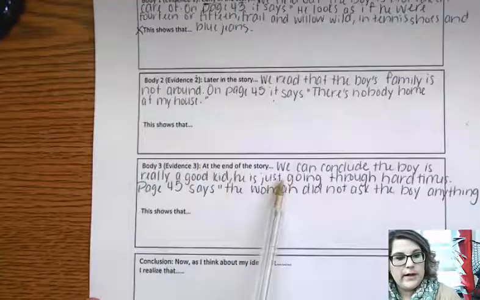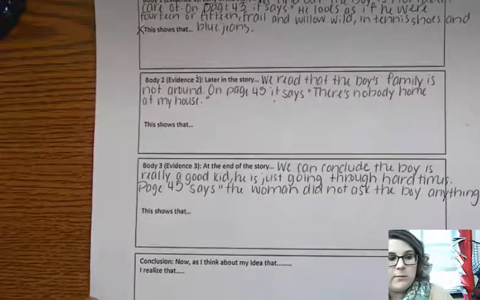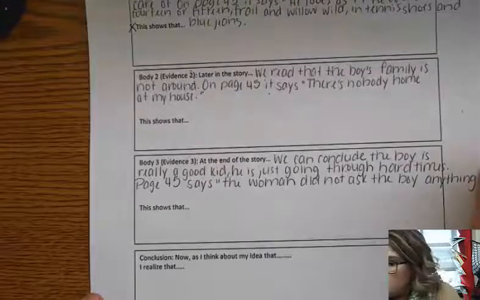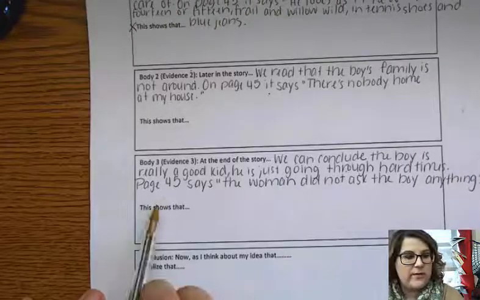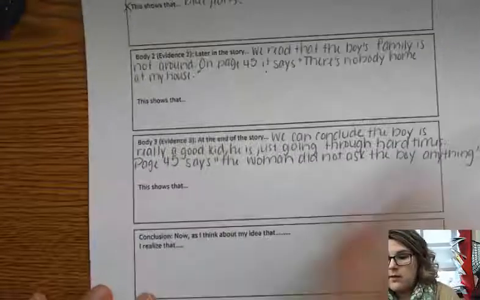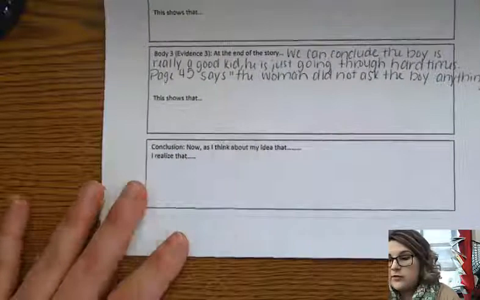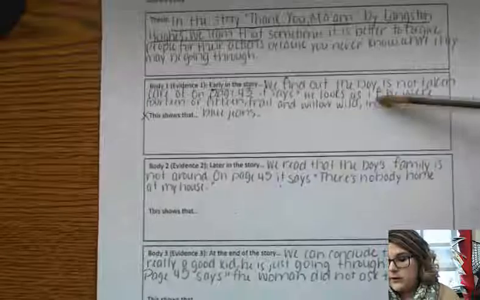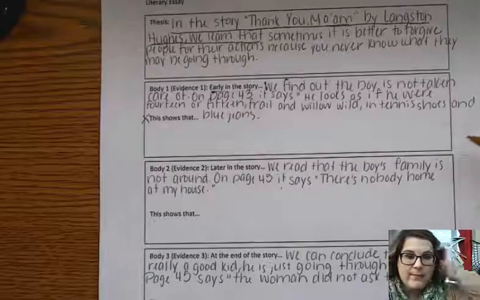Body paragraph 3, at the end of the story, we can conclude the boy is really a good kid. He is just going through hard times. Page 45 says, "the woman did not ask the boy anything." Again, leaving this shows that blank. The last thing you can leave blank is your conclusion, because we are not there yet. So today you are filling in your thesis with a sentence starter, body paragraphs 1, 2, and 3, just your evidence and your quotation. Happy writing.